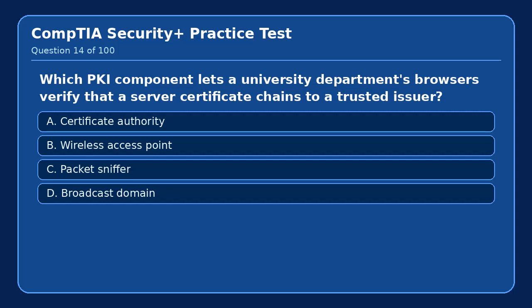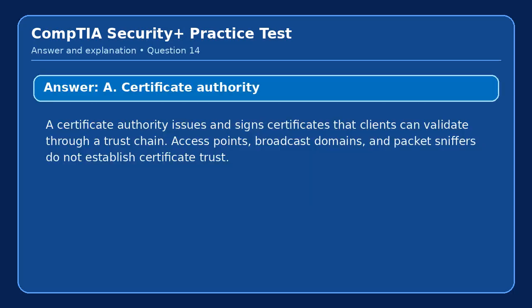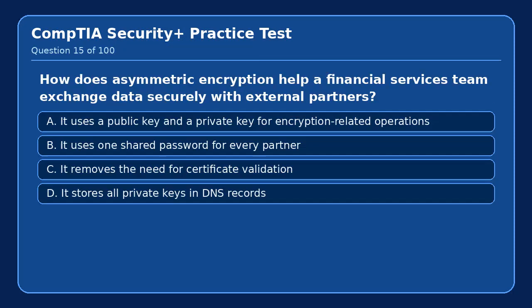Question 15. How does asymmetric encryption help a financial services team exchange data securely with external partners? A. It uses a public key and a private key for encryption-related operations. B. It uses one shared password for every partner. C. It removes the need for certificate validation. D. It stores all private keys in DNS records. Take a moment to choose your answer.